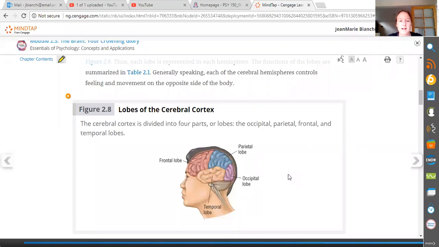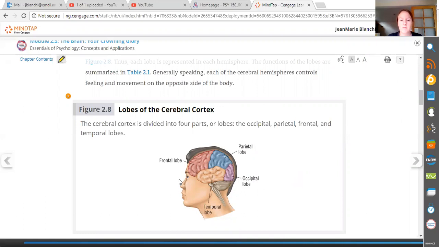The cerebral cortex is divided into four different parts, or what are referred to as lobes. So I'm just going to walk through this image here, summarizing the general functions of the different lobes of the human brain. At the back of the head here in purple is the occipital lobe. The occipital lobe is heavily involved in visual processing.